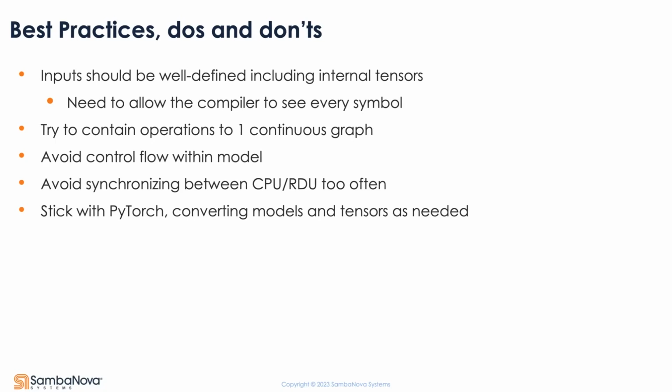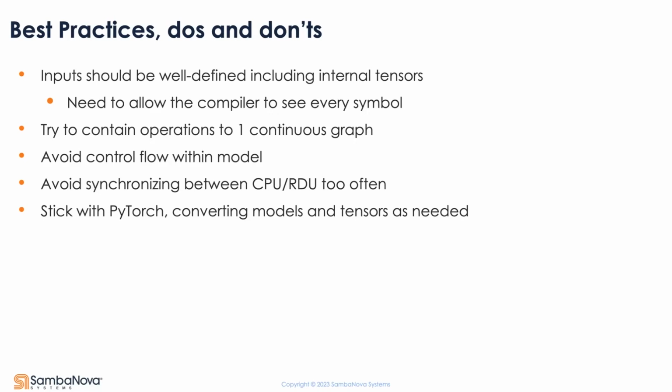Try to contain your operations to one continuous graph. As much as possible, don't go to CPU, right? You want to keep it all in RDU to get your maximum performance. No control flow. Again, if your model has an if-then-else in the forward, we'll only follow the true path. We won't even see the false branch.